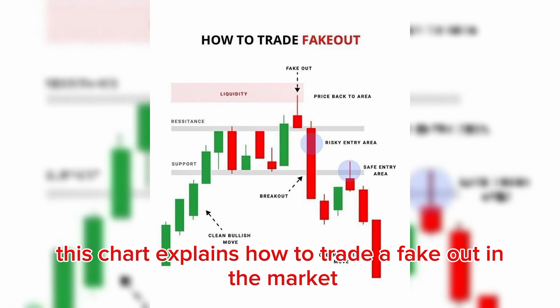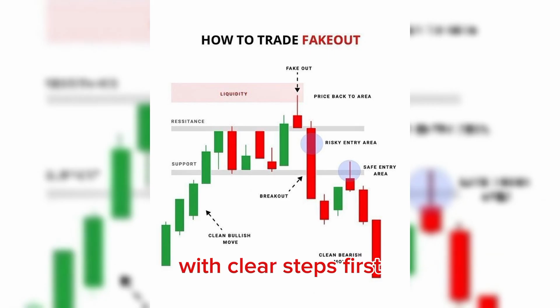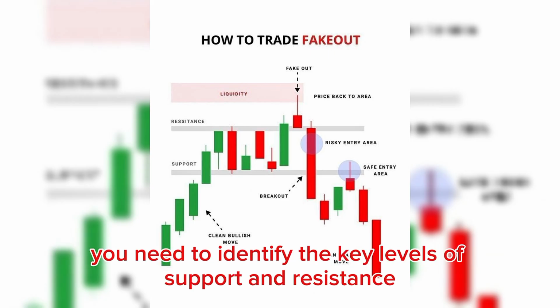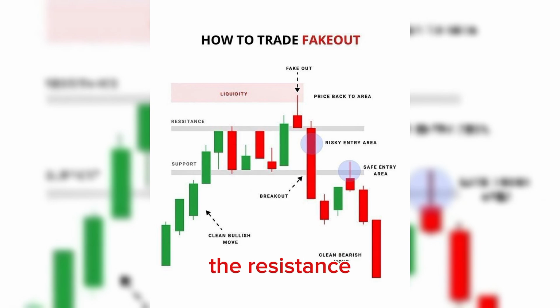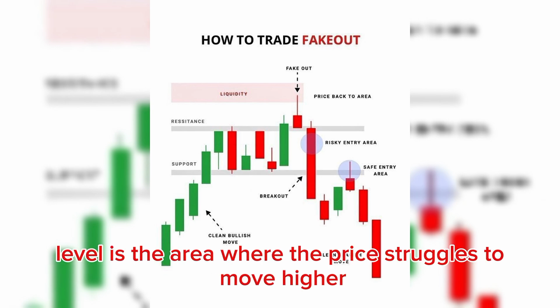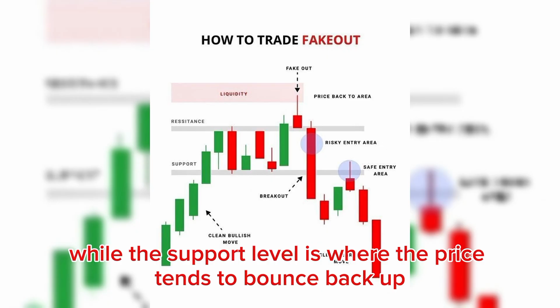This chart explains how to trade a fake out in the market with clear steps. First, you need to identify the key levels of support and resistance. The resistance level is the area where the price struggles to move higher, while the support level is where the price tends to bounce back up.